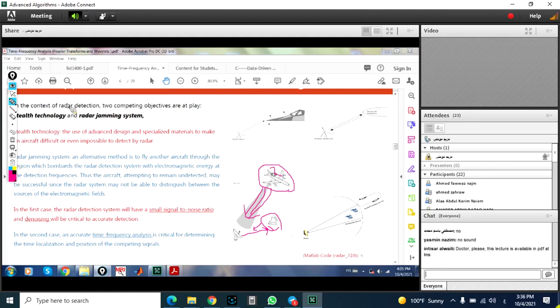In both cases we can use the Fourier transform. How? You will see in the next slide. Any questions?